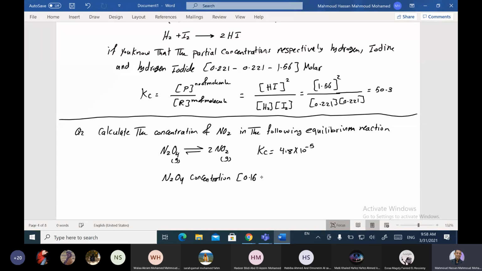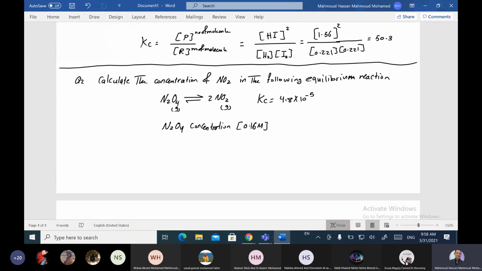(0.16 molar). So from the equations we'll find the Kc equals the concentration of the product NO2 raised to the number of molecules, divided by the concentration of N2O4 raised to the number of molecules, which equals 1. So the Kc value, 4.8 times 10 to the negative 5, equals the unknown NO2 squared divided by 0.16.